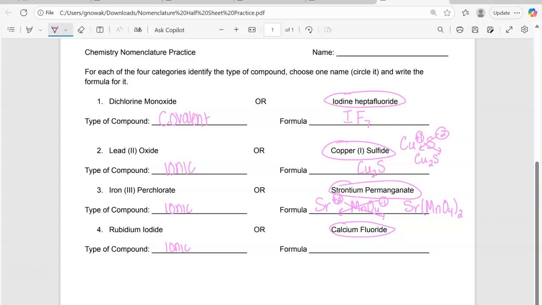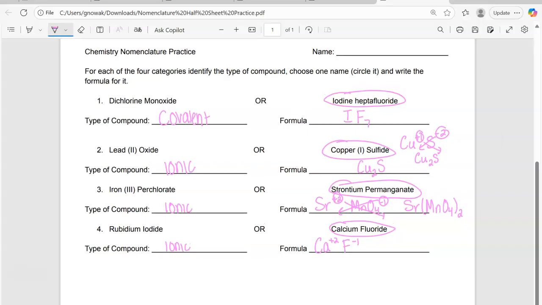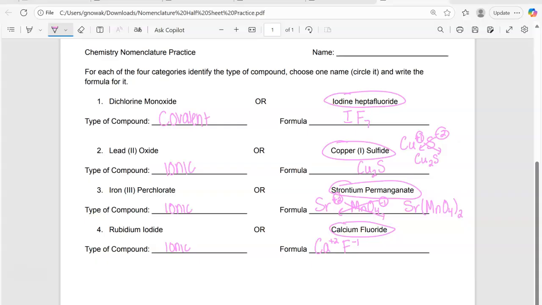Last one we got here is calcium fluoride. Calcium has a charge of +2. Fluorine has a charge of -1. If you want to do the mathematics method here, I have a +2. I have a -1. To make those the same, I need 1 calcium. I need 2 fluorines. CaF2.